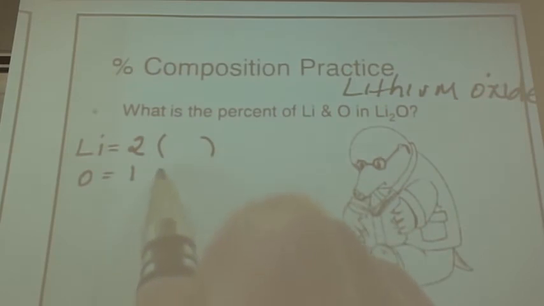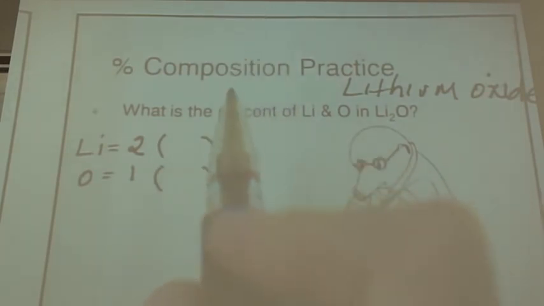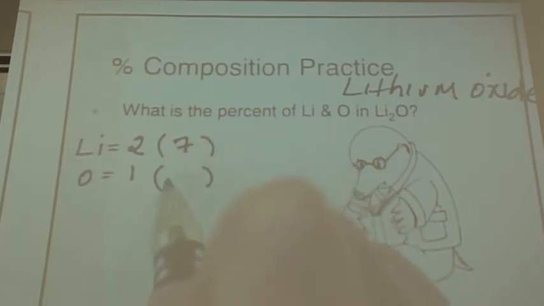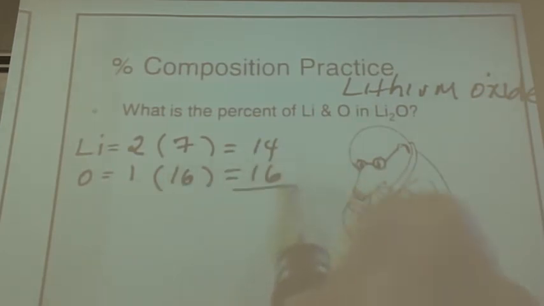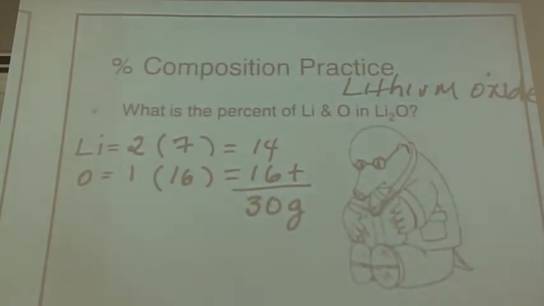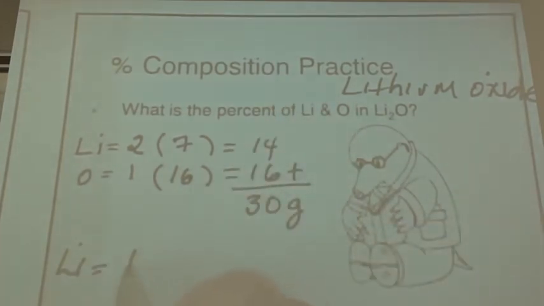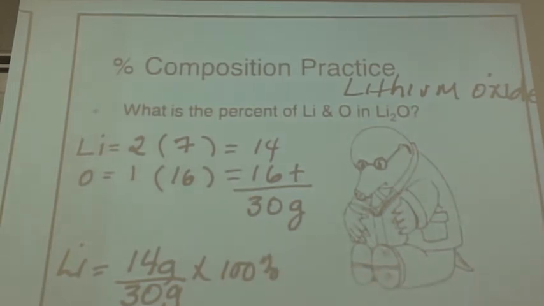Then in the parentheses, we will put the molar masses of both atoms. Lithium is 7, oxygen is 16. 2 times 7 is 14. 1 times 16 is 16. 14 plus 16 is 30 grams. So lithium has a total mass of 14 grams out of the 30. Oxygen is the remainder, 16 grams out of 30.